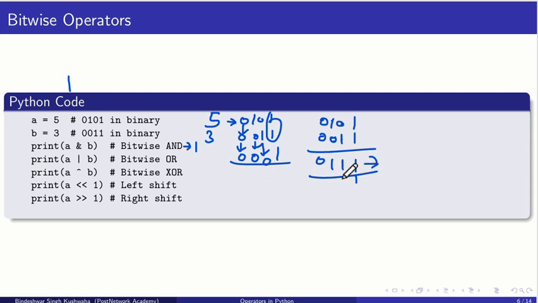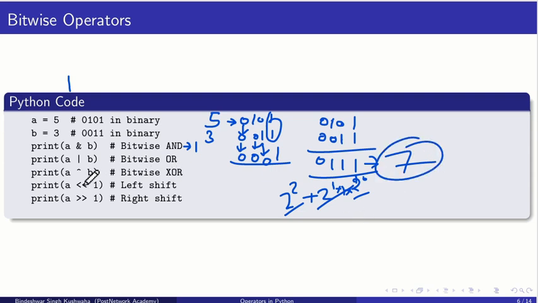So 2 4, that would be... let us see what would be the result, because that would be 2 into 2, 1 into 2 to the power 0, 2 to the power 1, 2 to the power 2. So 4 plus 2 plus 1, that would be 7 finally.